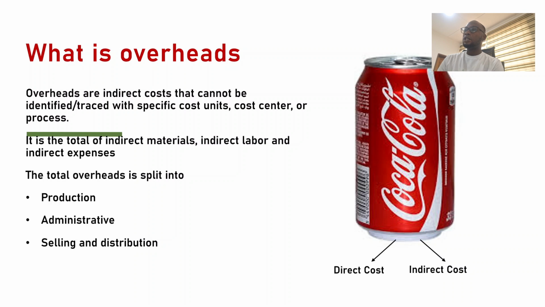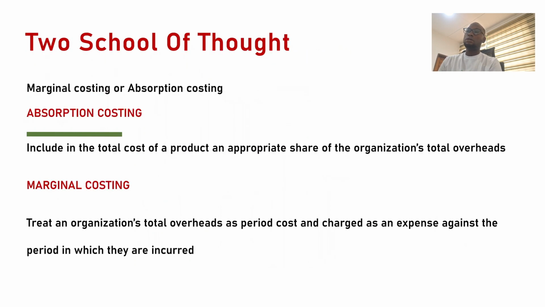So, for instance, when we go into our picture, the Coca-Cola, what this absorption costing is saying is that all indirect costs that were incurred in the production of the Coca-Cola, we should share or give a fair share of that indirect cost to the Coca-Cola. That is the school of thought of absorption costing.